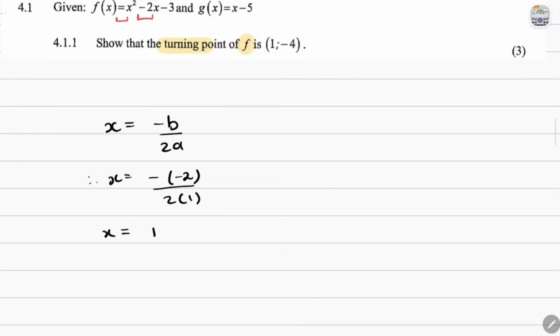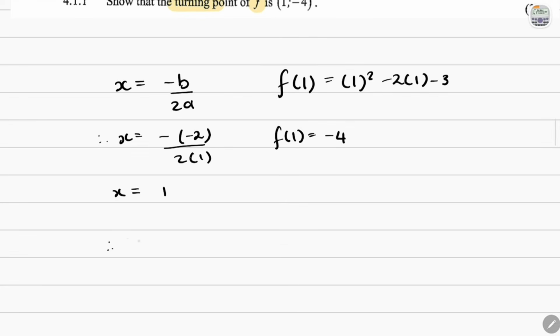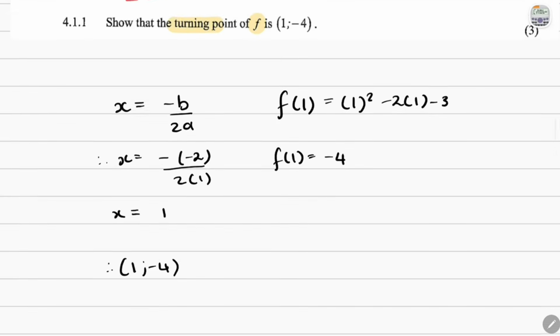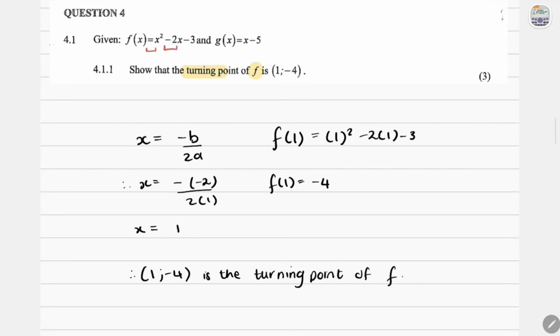So to find the y value that corresponds with this, we're going to take this and substitute it into the equation of the function. Okay, so f of 1, meaning let's find the y value that goes with this x value of 1. So we'll substitute 1 all squared minus 2 times 1 minus 3, and then we'll get our answer. Okay, so you can see that that's 1, that's minus 2, that's minus 3. Okay, that becomes 1 minus 5, which is negative 4. Okay, so that concludes that this is the turning point of f. Okay, and that is it for this question. Moving on to the next question.